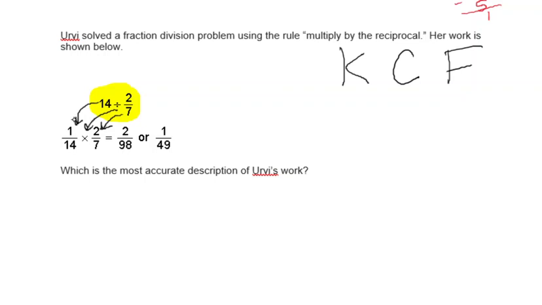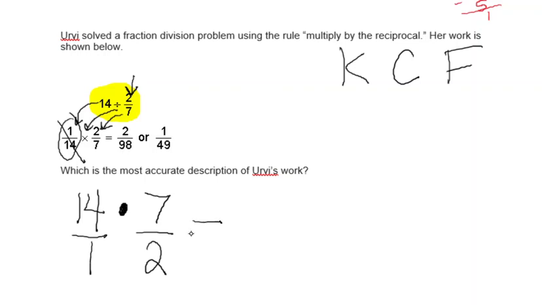So no, this is not the correct way, because what should they have done instead? They should have kept 14 the same. They found the reciprocal of the first number. You do not do that when you're dividing. You do the reciprocal of what you're dividing by. So keep the 14, change the division sign to multiplication, and then the reciprocal of 2/7 is 7 over 2.